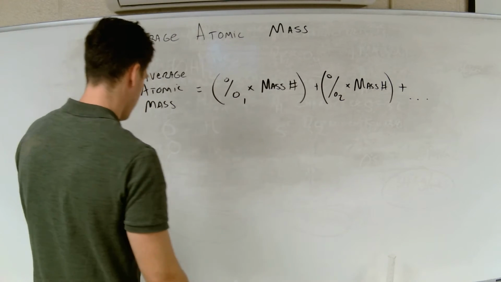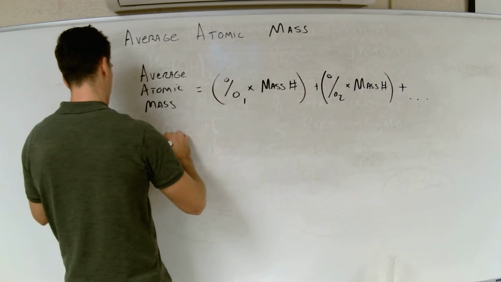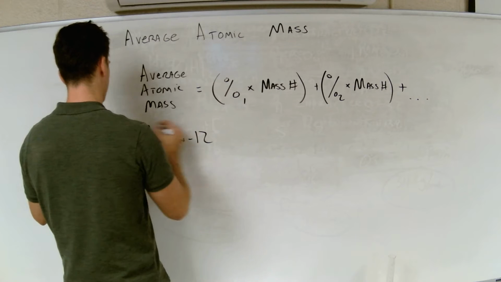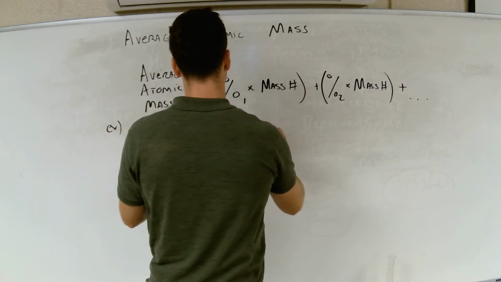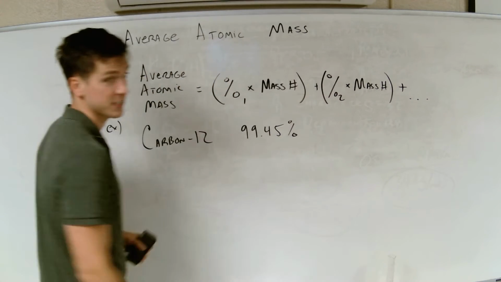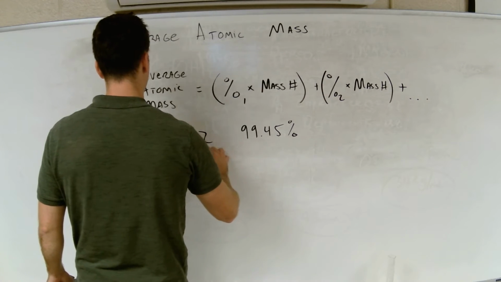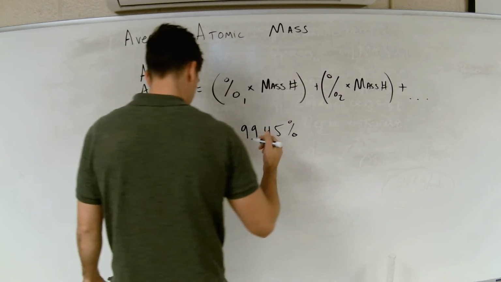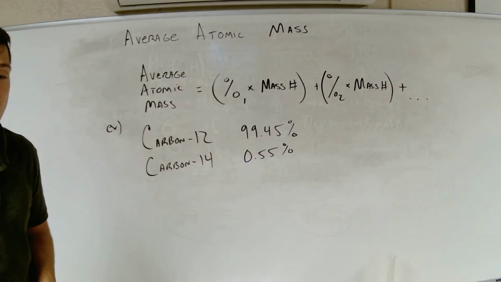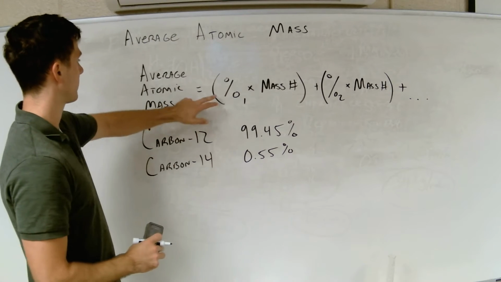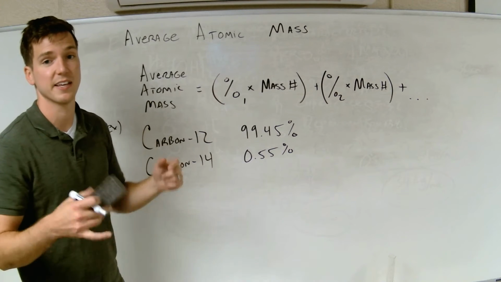So let's say we have carbon 12. This is our first example. We have carbon 12, and it is 99.45% abundant. And we also have carbon 14, and it is 0.55% abundant. Let's find the average atomic mass. So we're going to be plugging things into this equation here, plugging in percent abundance and mass number.